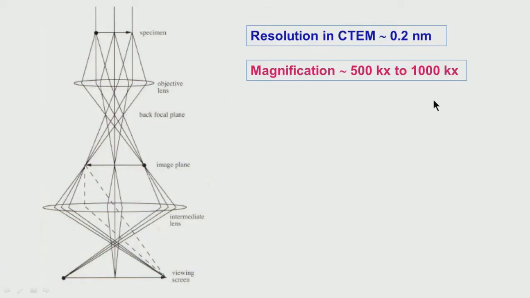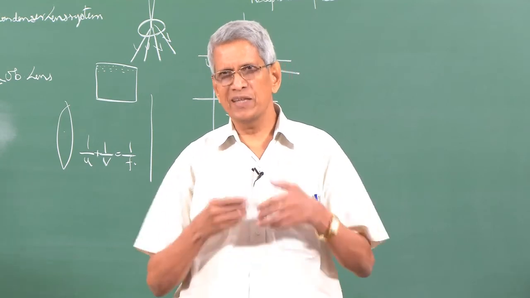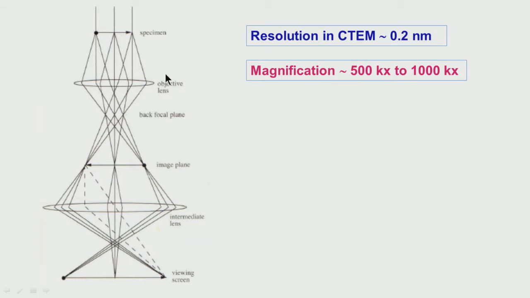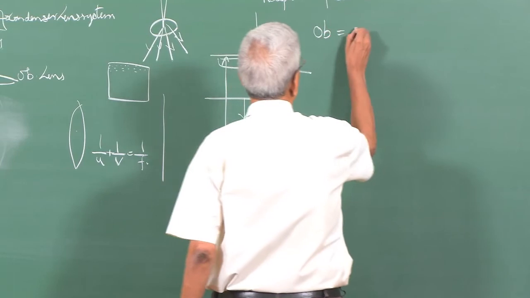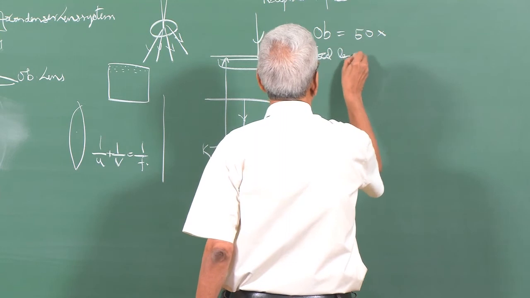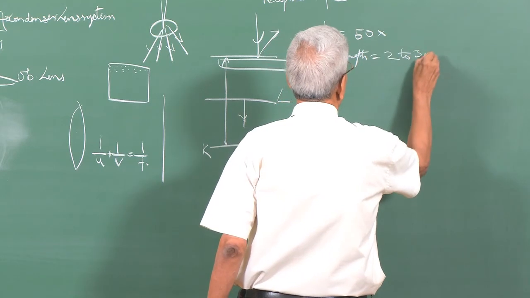And when we have to use this magnification, no single lens can give you 500,000 magnification. So, we require many lenses. In an electron microscope, the objective lens normally gives a magnification of about 50, and the focal lengths generally are of the order of 2 to 3 millimeter. Objective lens magnification is around 50 times, focal length is around 2 to 3 millimeter.